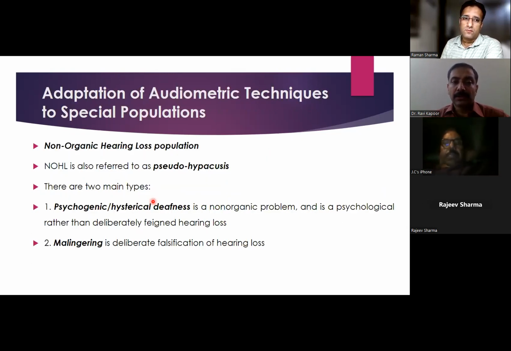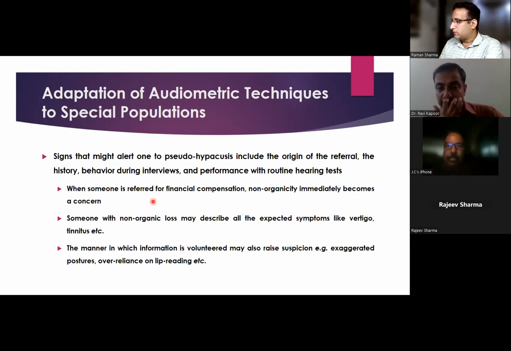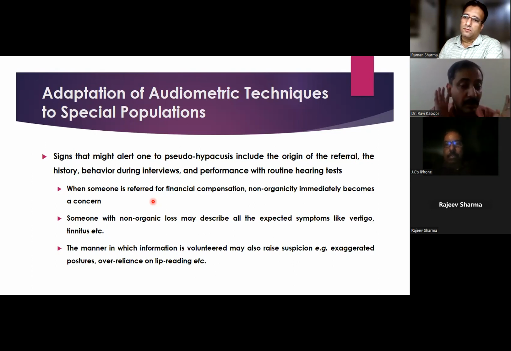Then some adaptation of audiometric techniques for special populations. Firstly, non-organic hearing loss, which we also call pseudo-hypoacusis. It could be either psychogenic hysterical deafness, or malingering, which is deliberate falsification of the hearing loss. Wherever there are some financial compensations, non-organicity may be suspected.